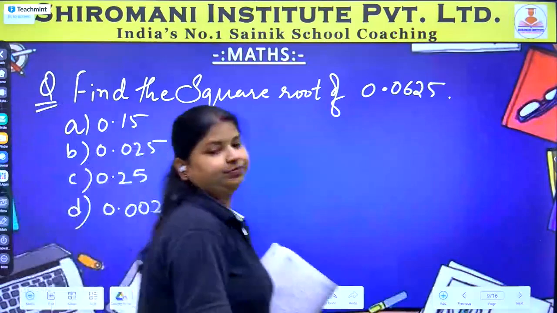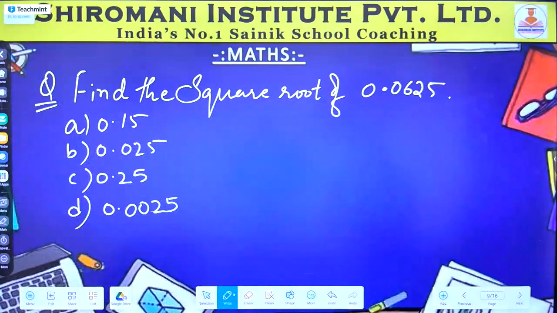Here you go. Answer input. Find the square root of 0.0625.